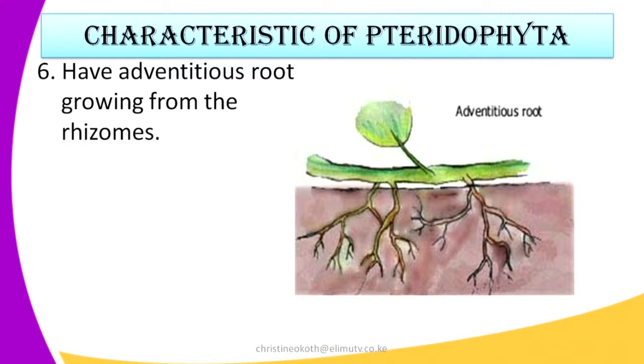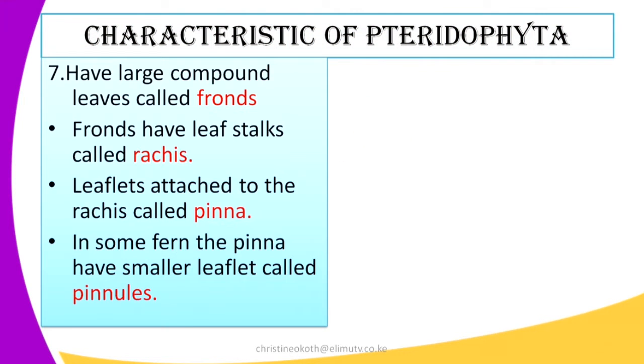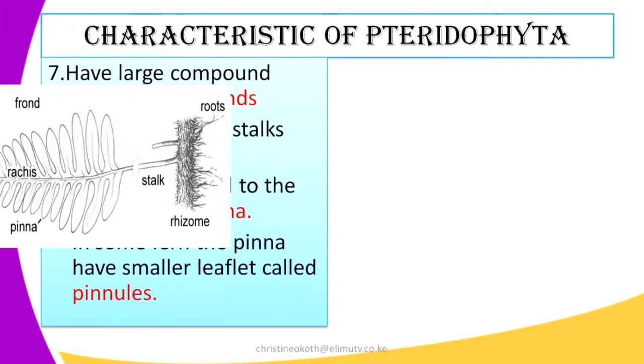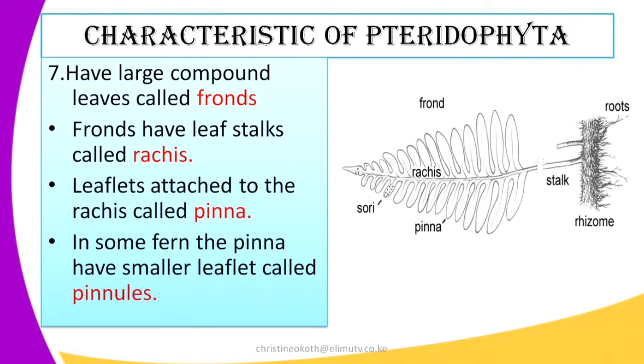Another characteristic of the Pteridophyta is that they have adventitious roots which grow from the rhizome. Remember, the rhizome is the stem which is found in the Pteridophyta. So from the rhizomes, the adventitious roots develop. You can see those adventitious roots growing from the stem, and in this case the stems are called the rhizomes.